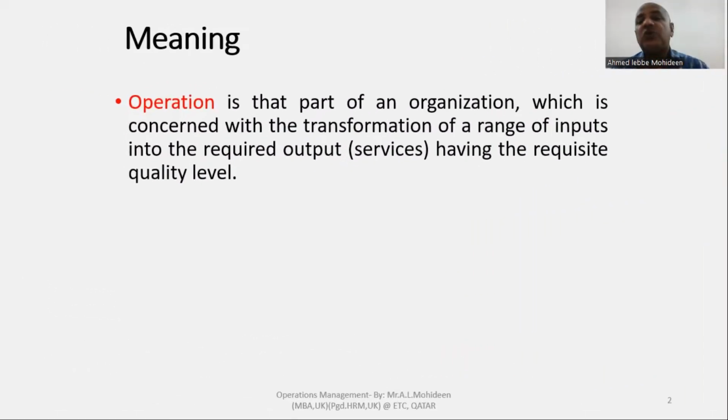Operation is the part of the organization which is concerned with the transformation of the change. Already you have some raw materials, that is what we call input. Then you are going to change it into the expected product, that is output. So let's say if you want to make a cloth, you need wool, and then wool becomes clothes, right? So to make the cloth, you have to have some process. That is what we call operational process.